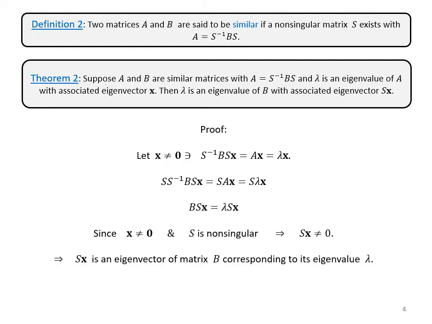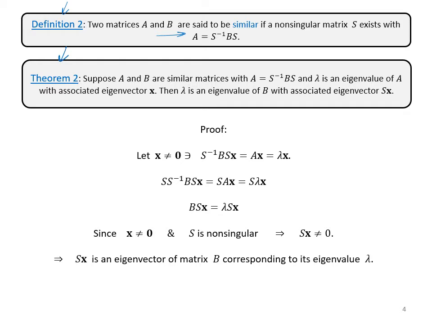The following definition provides the basis for many of the techniques for determining the eigenvalues of a matrix. Let's formulate this definition. Two matrices A and B are said to be similar if a non-singular matrix S exists with the following property: matrix A equals the product of inverse matrix S, multiplied by matrix B and multiplied by the original matrix S. Let's use this definition in the next theorem.